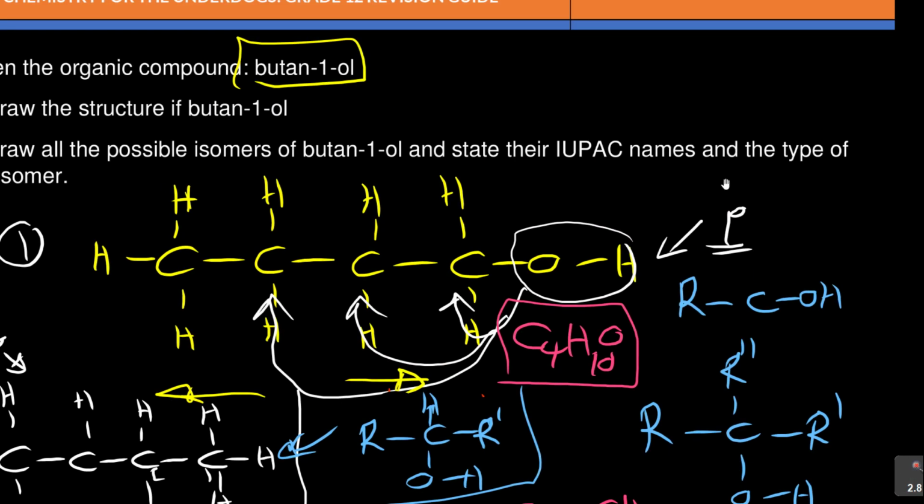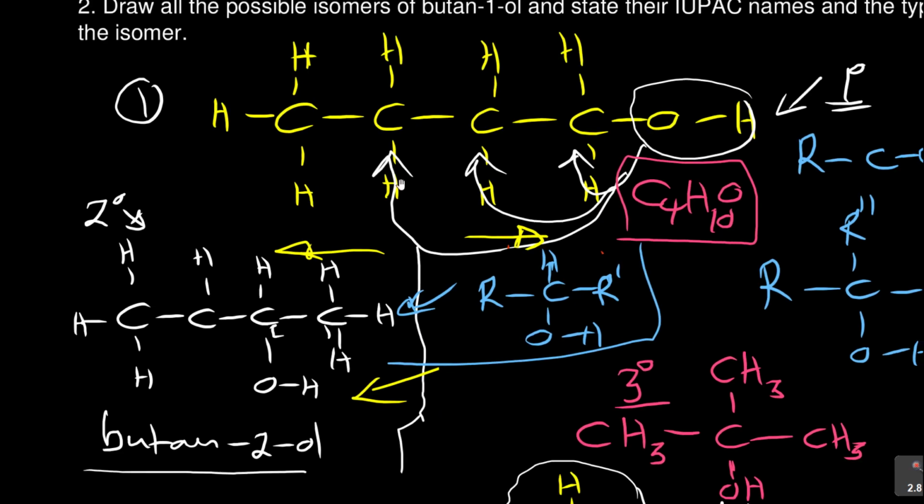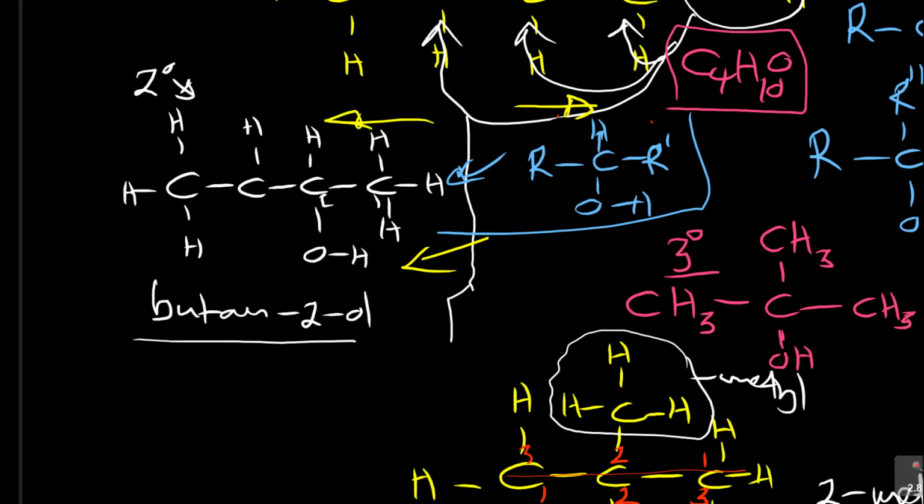Then after that says, and the type of the isomer. Guess what? This butane 2-ol, what type of an isomer is this one? This is a positional isomer. Why? Because I'll tell you now. Positional isomer.